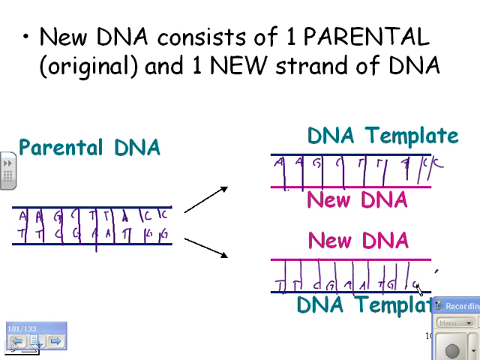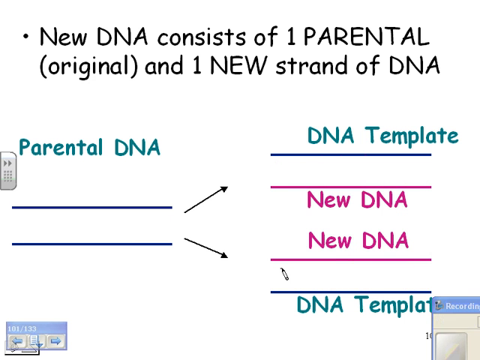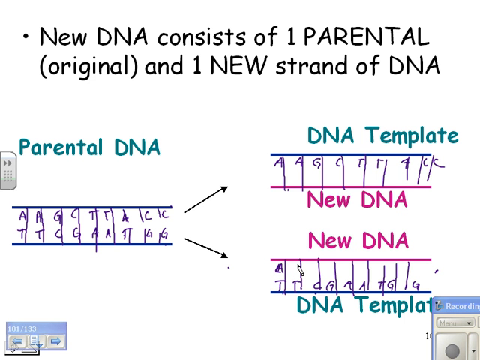I didn't really get it exactly. But anyway, by template, that means it's like a model. So this new strand is built based on whatever's here. So T would go with A. When you're making this, you'd put an A here. The C would go with a G. The G would go with a C. The A would go with a T.